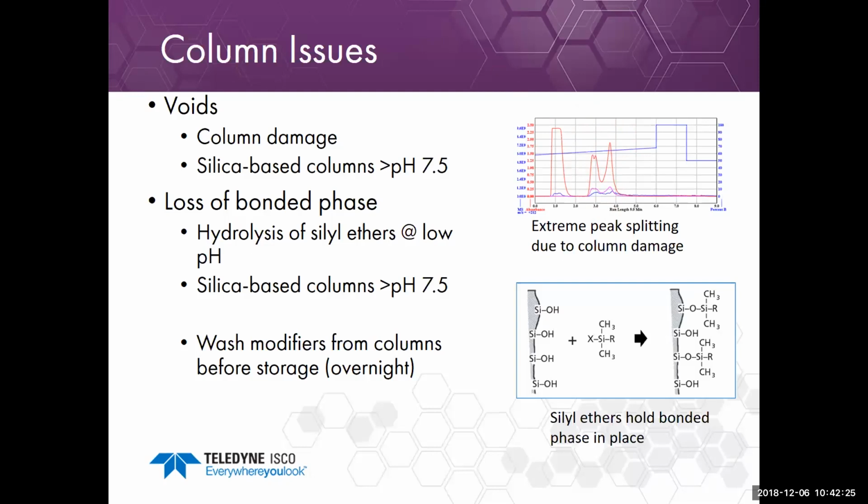Another column issue is loss of bonded phase. You can have hydrolysis of the silyl ethers, these oxygen bonds over here, at low pH. Again, it happens very slowly. But if you wash your column out after you're done using it, you can make your column last a lot longer. Also, you can dissolve the silica underneath these silyl ethers, and that means that there's nothing holding this in place. And again, it can wash down the column. So again, one more time, wash your columns before putting them away.